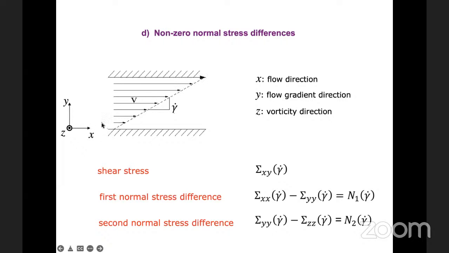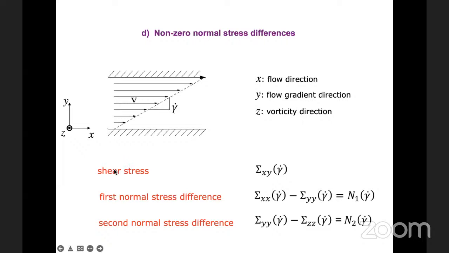So the direction in which the top plate is moving, I'm going to call that X. I'm going to call the direction in which there's a gradient in the velocity profile between the plates, the so-called flow gradient direction, and I'm going to denote that Y. And then the direction that looks rather neutral here, where so far we're suggesting nothing is changing, into the direction of the screen, Z, that's called the vorticity direction.